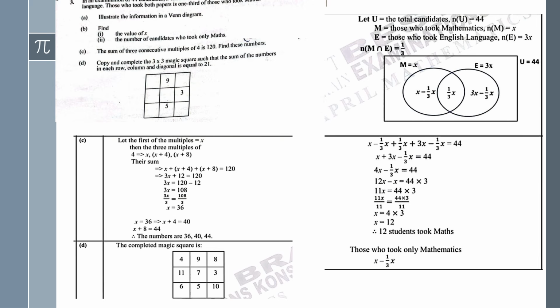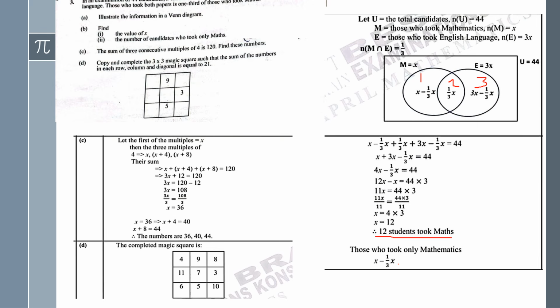To find the value of x, we add region 1 plus region 2 plus region 3, all equal to the universal set. So when we sum these 3 values, our x will be equal to 12. That means the value of x is 12. That is for maths. To find those who took only maths, we subtract 1/3 of x from the 12. That is what we have here. So you further calculate this and then you find your answer.